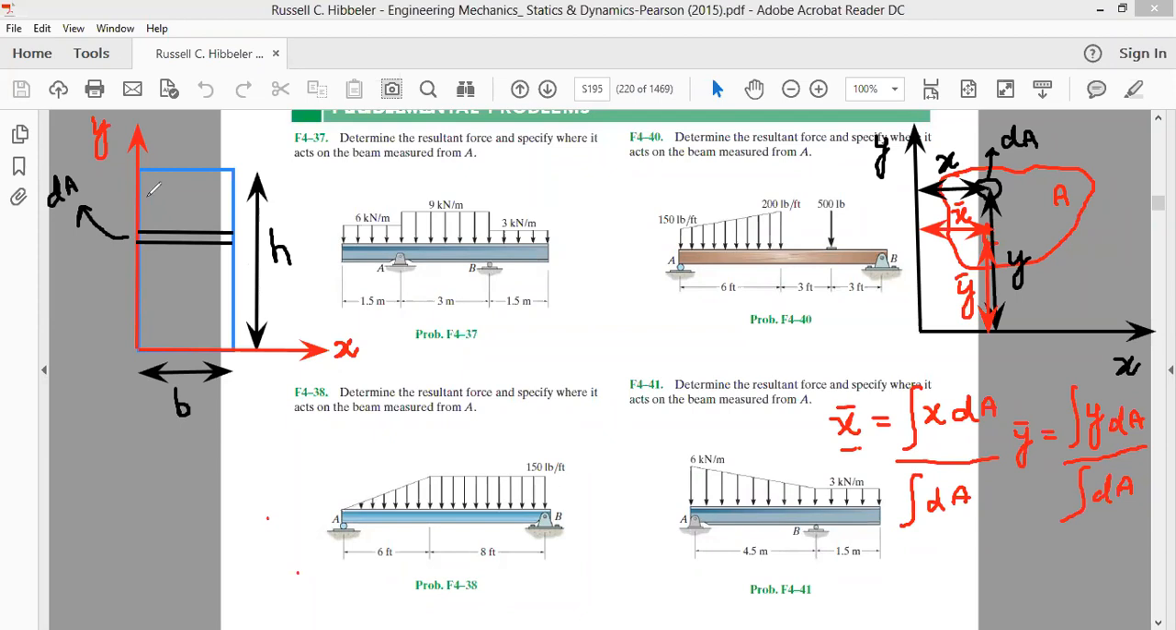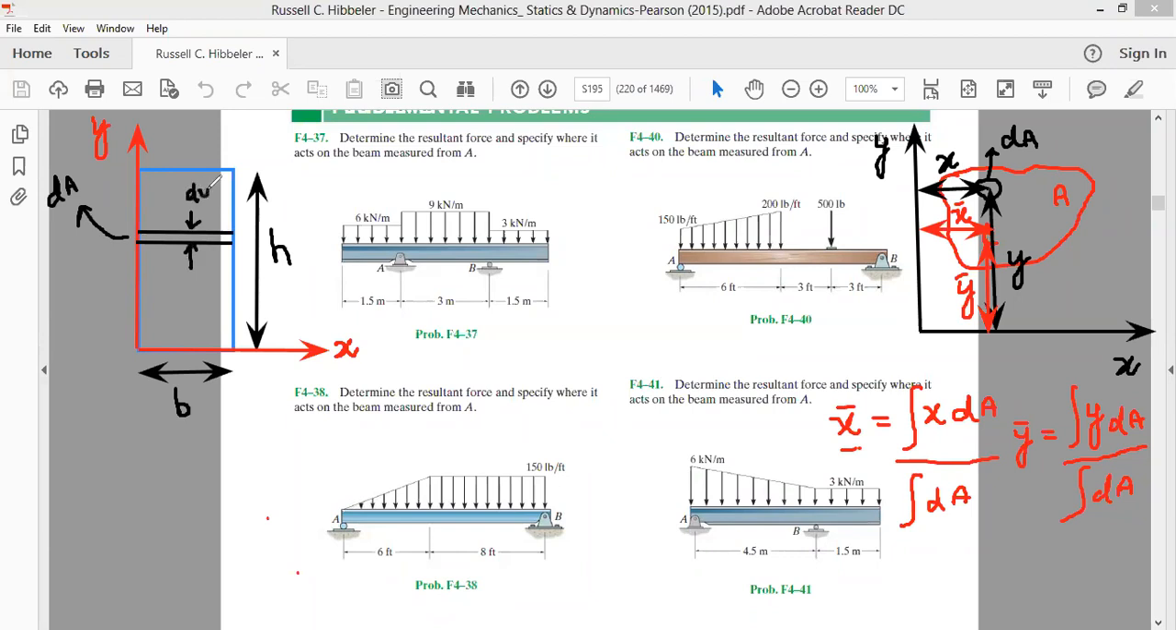Okay, so we had a given area, and out of this area we have to find its centroid. Before we find the centroid, we defined our x-axis and y-axis, and we defined a very small area, dA. This dA is a very small rectangle. The width of this rectangle is b, and as far as its height is concerned, it has a very small thickness. Let's call this thickness dy.